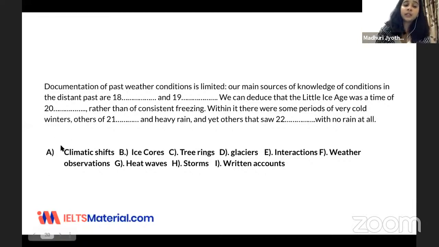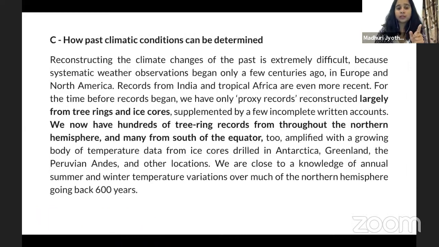Now, since you are given options, right, it kind of will help you to shortlist the options that you have. For example, when you're reading a sentence like this, documentation of past weather conditions is limited. Our main sources of knowledge of conditions in the distant past are dash and dash. So you can think, okay, is it climatic shifts, ice cores, tree rings, glaciers, interactions, and then you can even try and shortlist them or guess what are the possible answers. Okay, then you have to be able to identify your key answers.